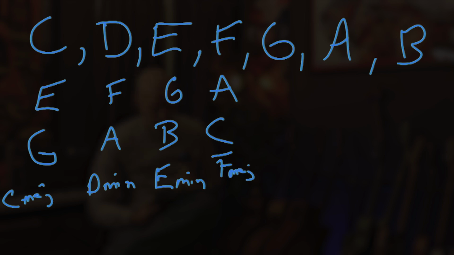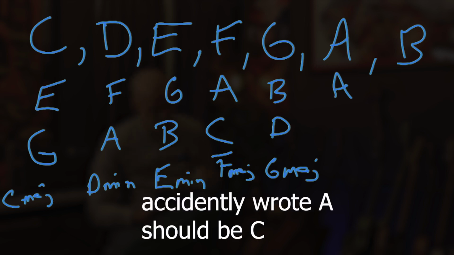Our 5 chord, so we start on G, we skip a note, gives us B. We skip the C, we have D. This gives us our G major chord. Let's do our 6th chord, starting on our A, we skip the B, we have C. We skip the D, we have E. This gives us our A minor chord.